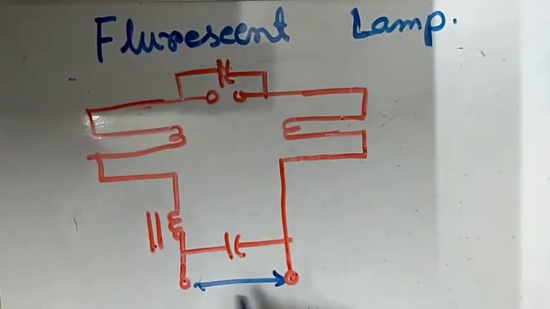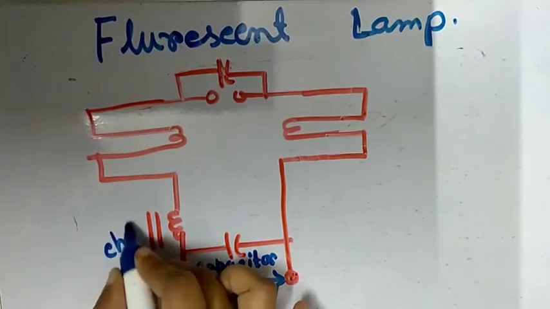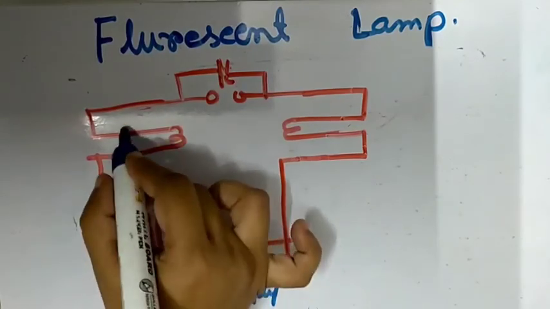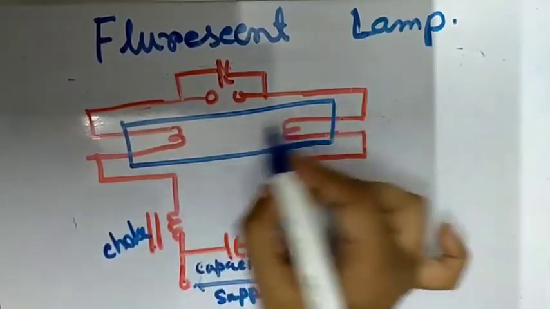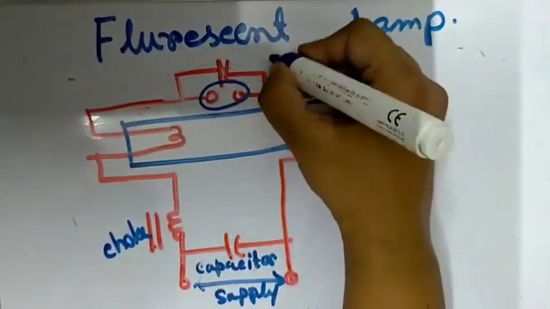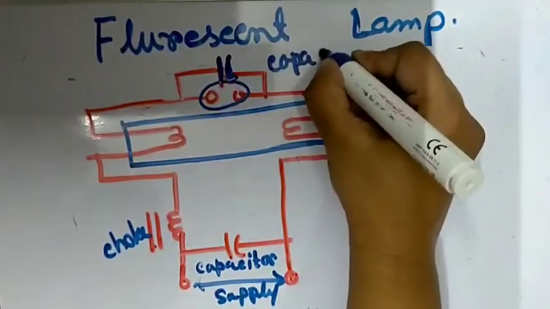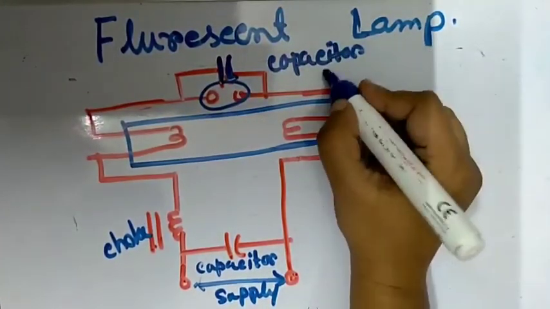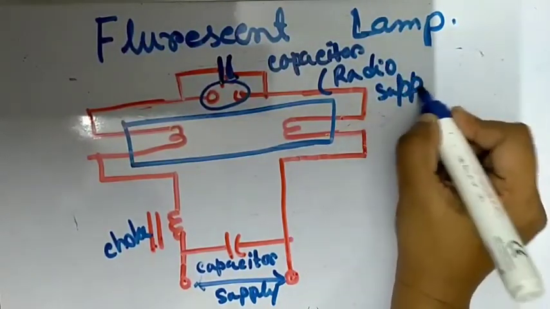This is the supply, this is a capacitor, this is the choke, this is also a capacitor, for radio suppression.